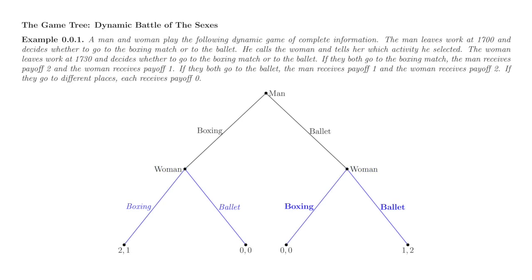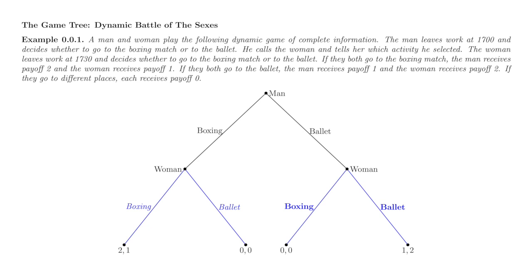At each of the woman's moves, she selects boxing or ballet. All four of her actions are marked in blue here. However, she has two distinct action spaces, each corresponding to the man's action. We use italic font to indicate an action subsequent to the man's selection of boxing, and bold font to indicate an action subsequent to the man's selection of ballet.